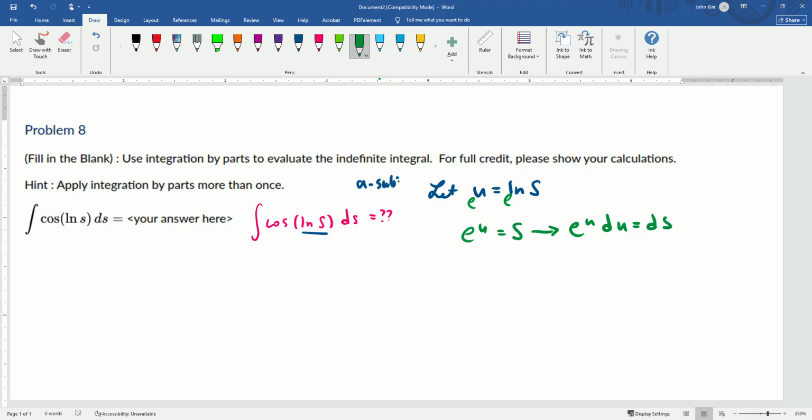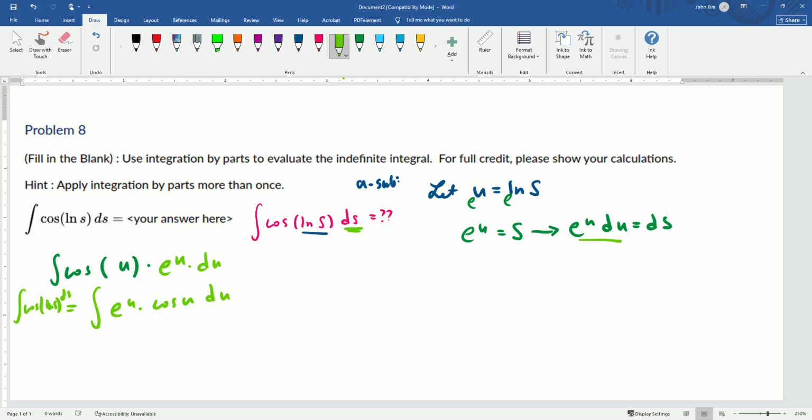So let's just plug it back in. Integral of the cosine of natural log of s, where u was natural log of s, is cosine of u, times ds. What is ds? ds is right here, e to the u du. Let's rewrite it. You end up with integral of e to the u times cosine of u du. That's the equivalent of integral of cosine of ln of s ds.